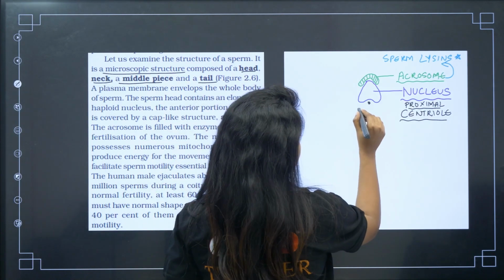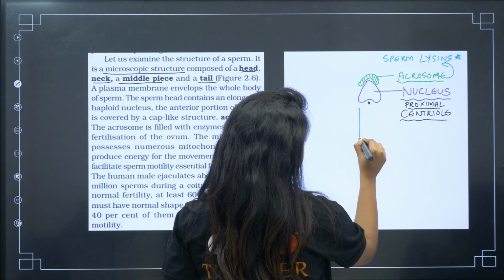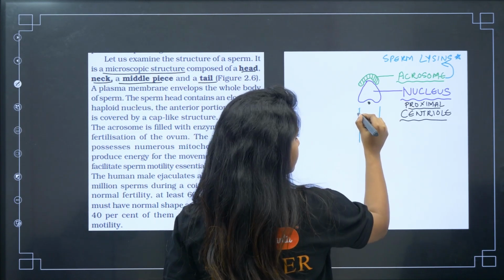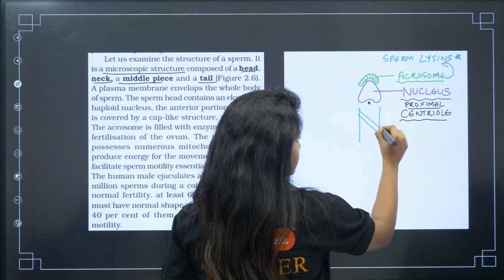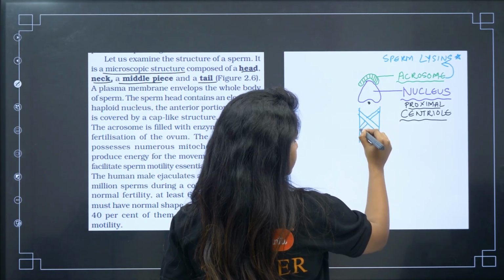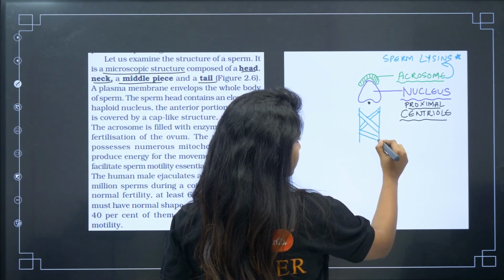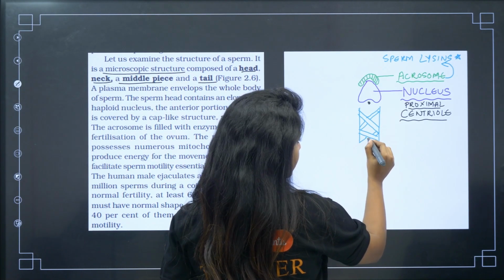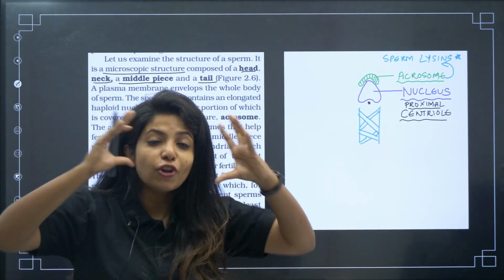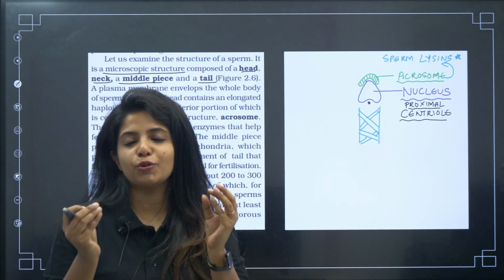Let's see. Over here, for making it very easy, I'm just making 2 bars. And then I'm going to draw something like this. Some bands like this. Now what are these bands? What do these bands have? Children, these bands basically have lots and lots of mitochondria.